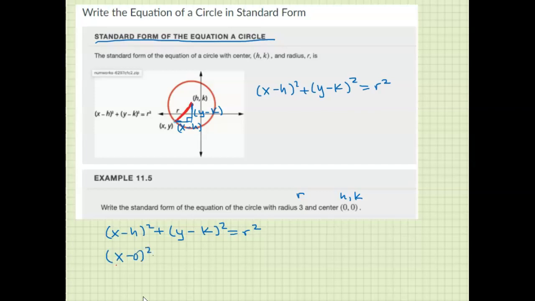x minus 0 squared plus y minus 0 squared equals 3 squared, and these will go away, and we get x squared plus y squared equals 9. So that's the equation of a circle with radius 3 centered at the origin.